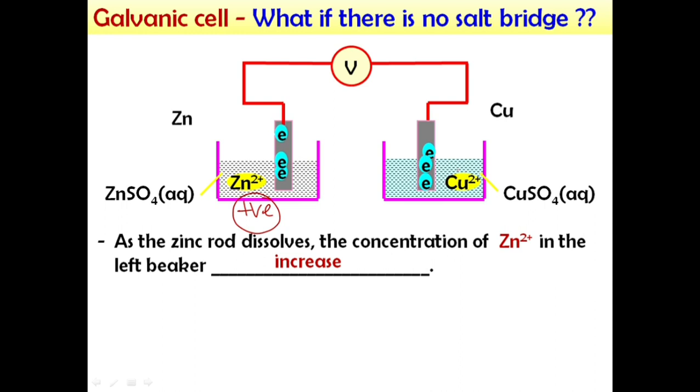Okay, what about at copper electrode? Okay, Cu2+ will leave the solution and produce copper solid. Jadi apa yang tinggal dalam solution ini?